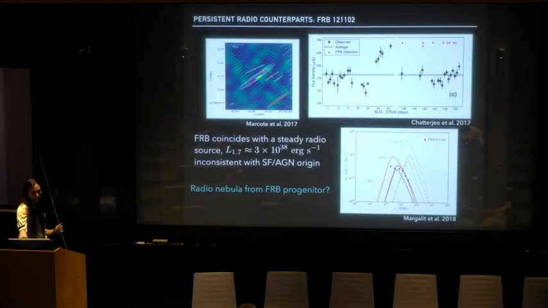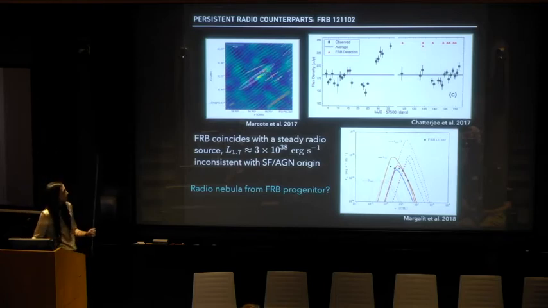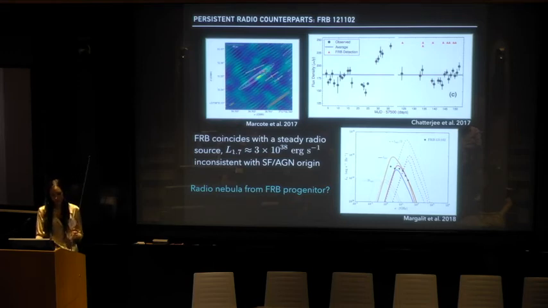All right, but that's all I want to say about the larger galactic scale environments of FRBs. And so switching gears a little bit, I want to talk briefly about the more local environments. And so, of course, the first repeating FRB was coincident with a persistent radio source. And this, of course, led to a number of models describing the emission in the context of a magnetar nebula.